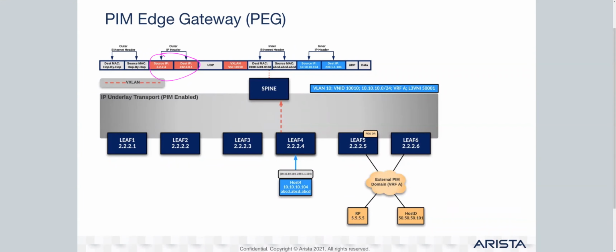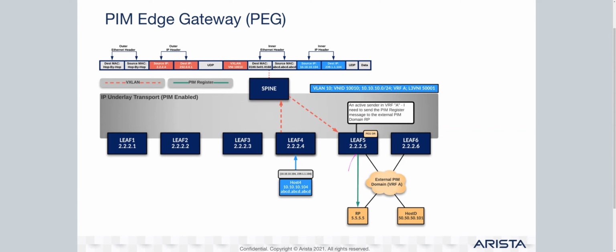There's the outer IP header. That is an S comma G that Leaf 5 has joined. And as a result of that, it's sent down to him. Leaf 5 says, aha, there's an active sender in VRFA. I need to send the PIM register message out to that external PIM domain. I need to send it out to that PIM domain's RP, which is exactly what he does.